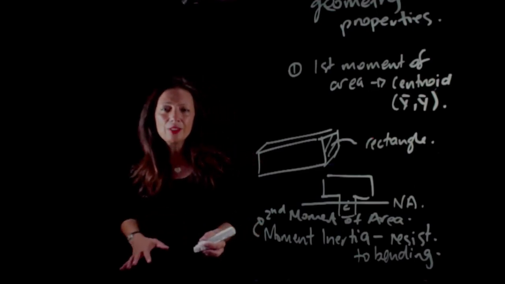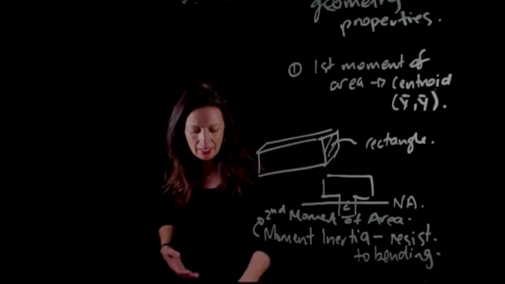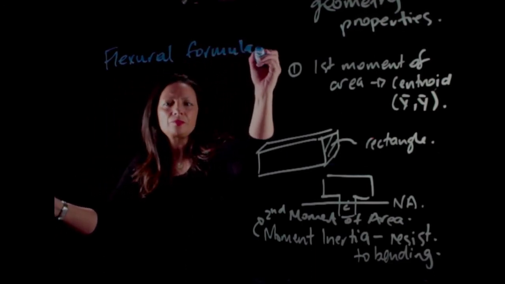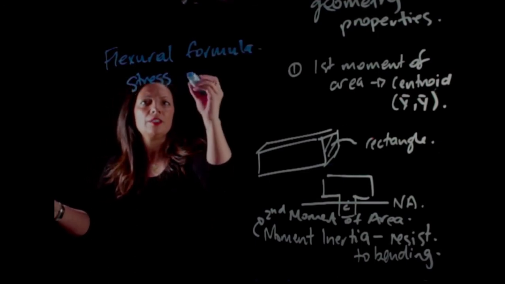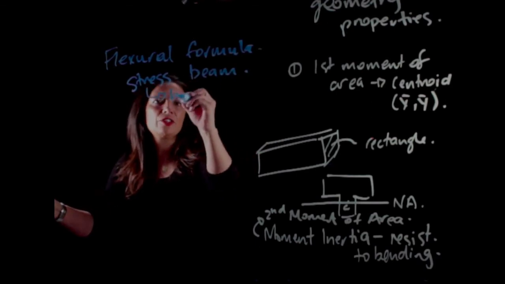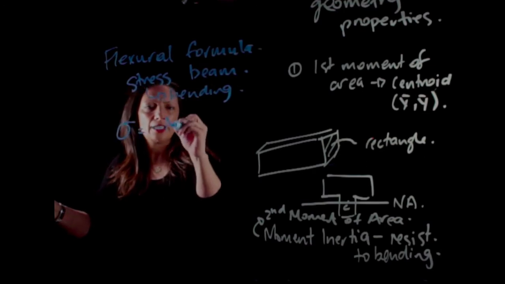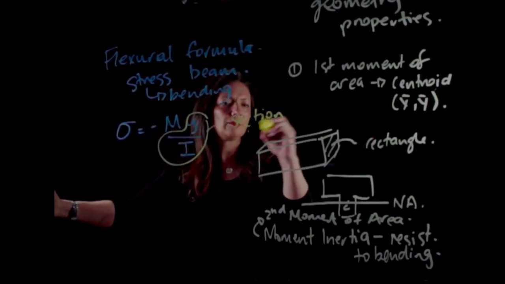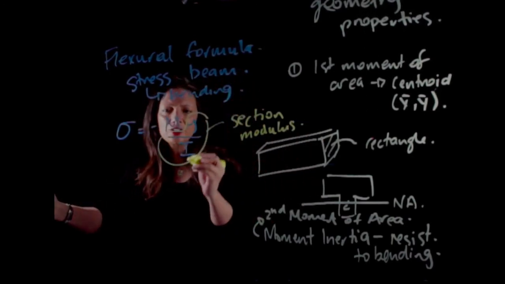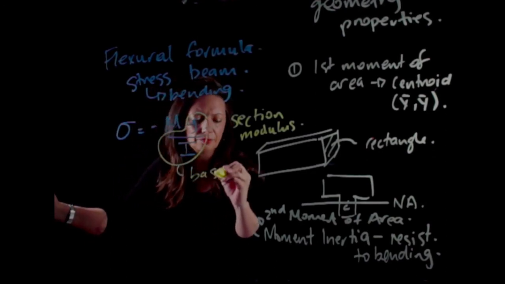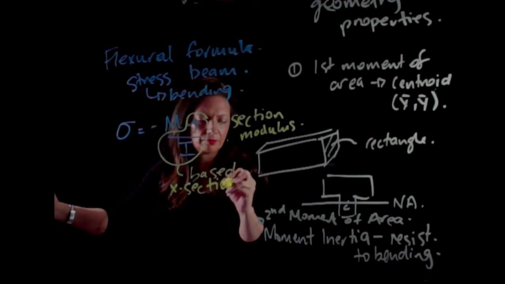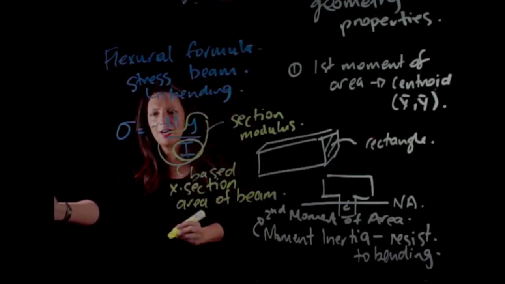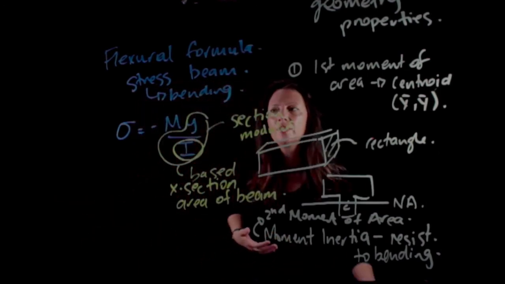Let's take a quick look at why we need to calculate the resistance to bending. This goes back to the flexural formula, being able to calculate the stress in a beam. It's the bending stress, where sigma equals minus My on I, and this is our section modulus, which is based on the cross-sectional area of the beam. So today we're going to look at how to calculate I, the moment of inertia.